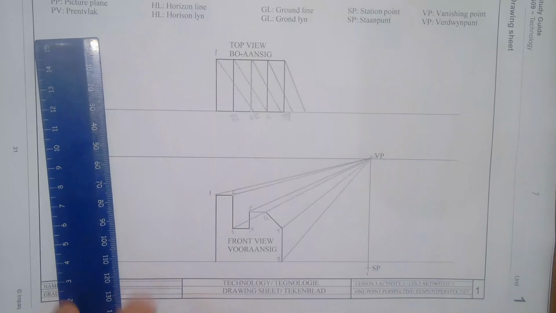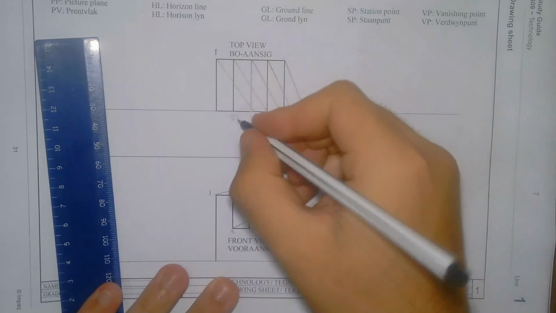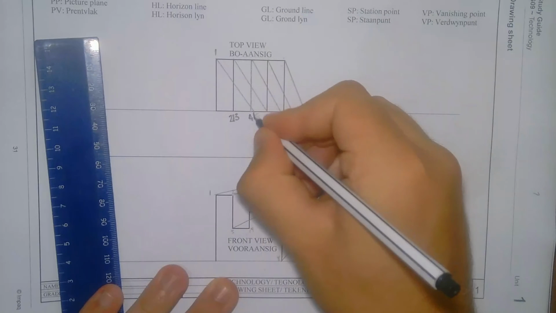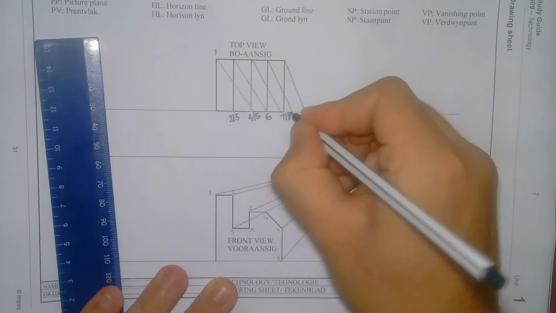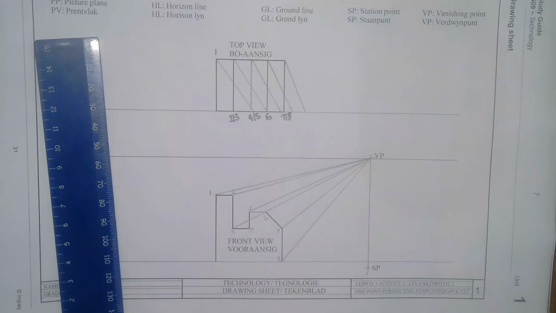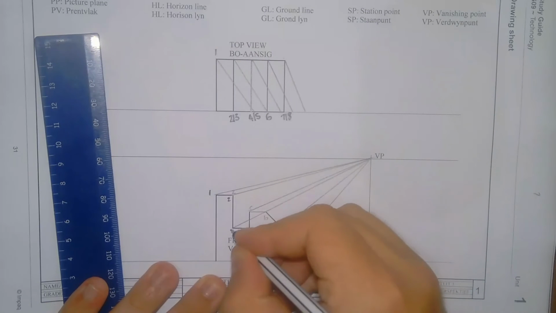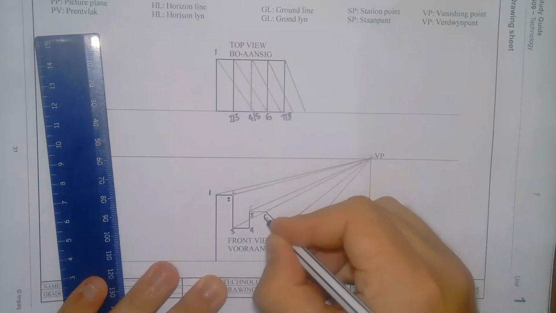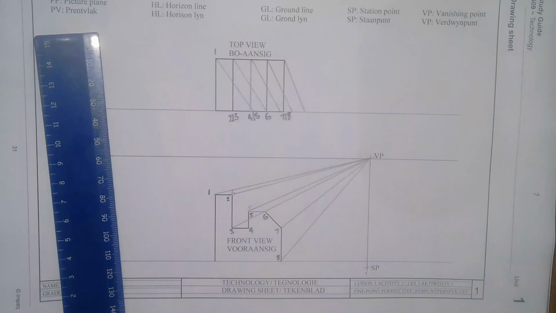Okay, let me do that in pen for you so you guys can see it. 1, 2/3, 4/5, 6, 7/8. Okay. 1, 2, 3, 4, 5, 6, 7, 8. All good with that?